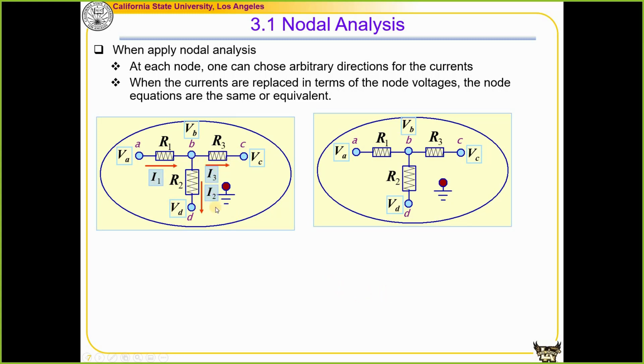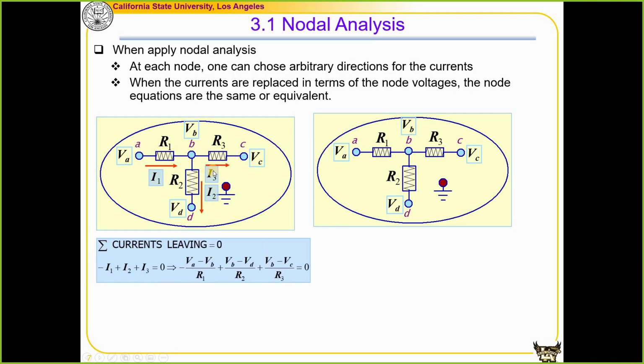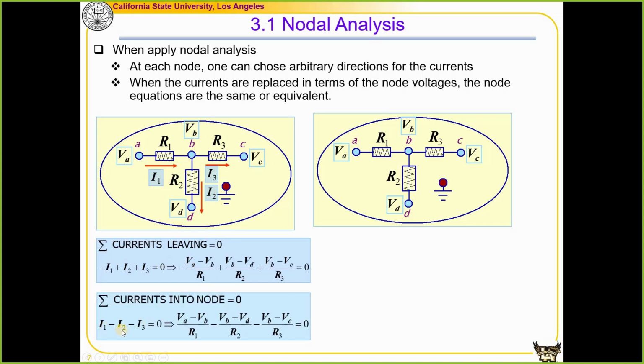If I write the nodal equation as the summation of the currents leaving the node is equal to 0, then I will have negative I1 plus I2 plus I3 equal to 0. And we can replace I1, I2, I3 by using Ohm's law. So that is how we calculate I1, I2, I3. We replace and put it over here. And further, if we write it as the current into the node is equal to 0, then it becomes I1 minus I2, because it's leaving, minus I3, equal to 0. And we can replace I1, I2, I3 by using Ohm's law.